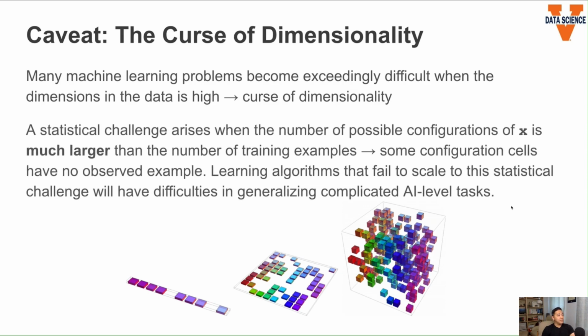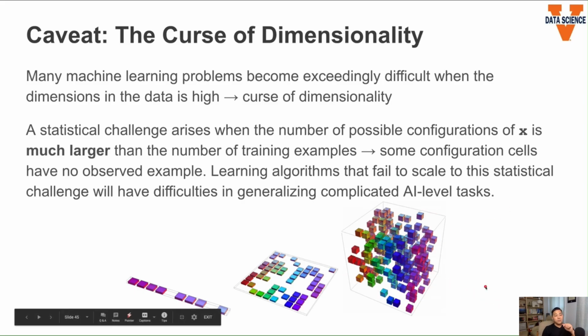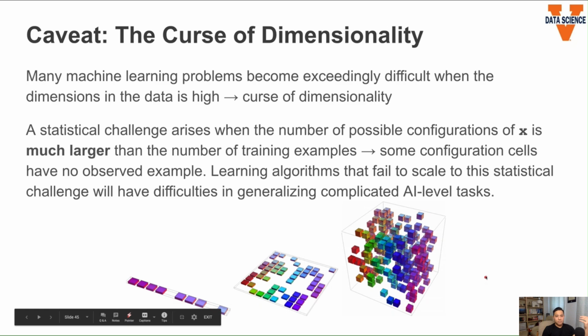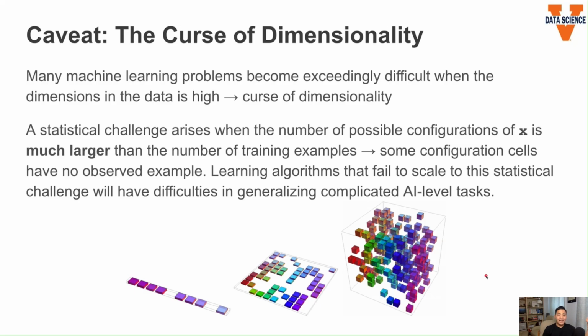The reason for that is simply a statistical challenge, when the number of configurations becomes much larger than the number of training examples provided. If you look at this grid block right here, many of these grid cells will be empty, which means that there are some configurations of the model that have no training data to support them, right? So many of the simpler machine learning algorithms fail to scale to this statistical challenge, and then have a difficult time generalizing to complicated AI-level tasks.